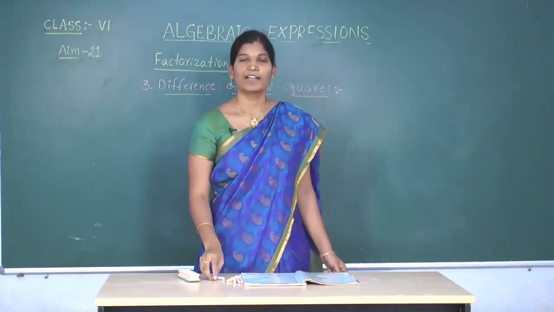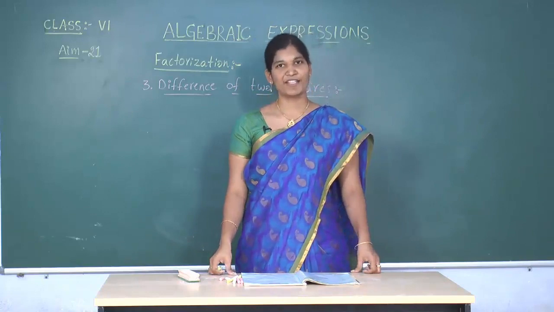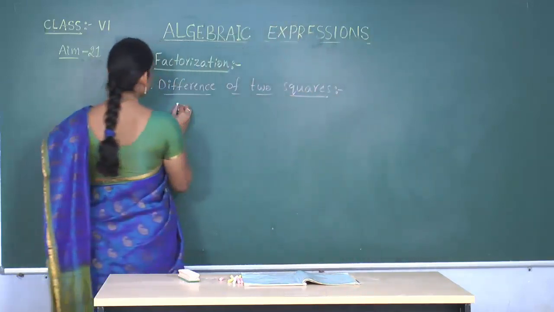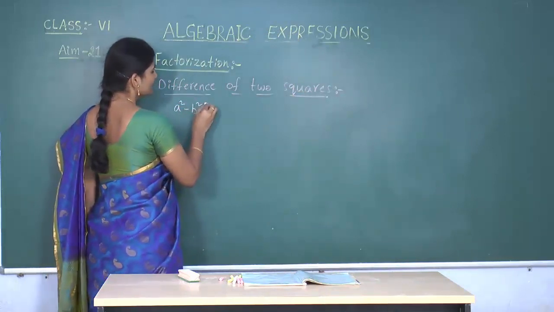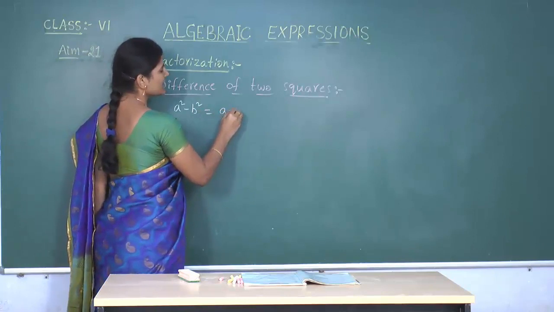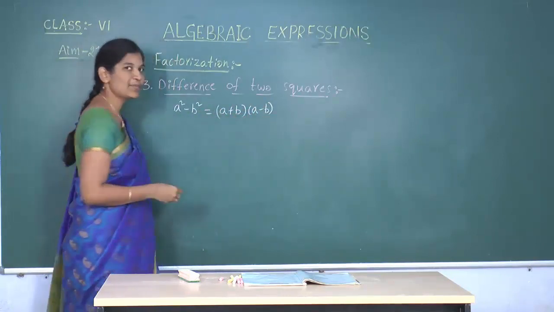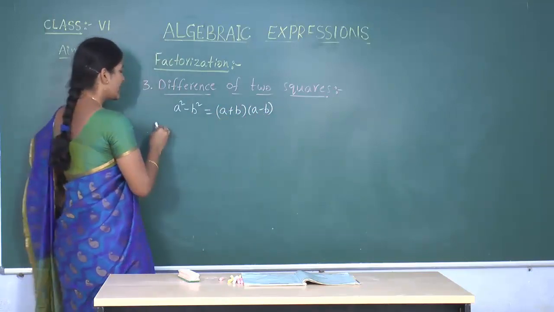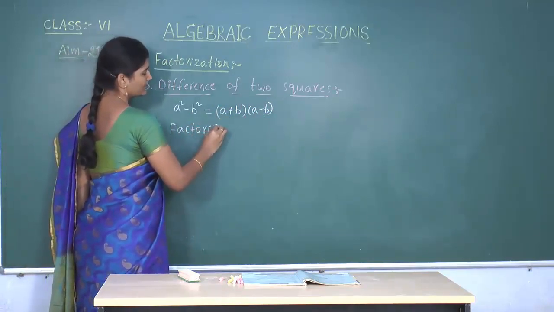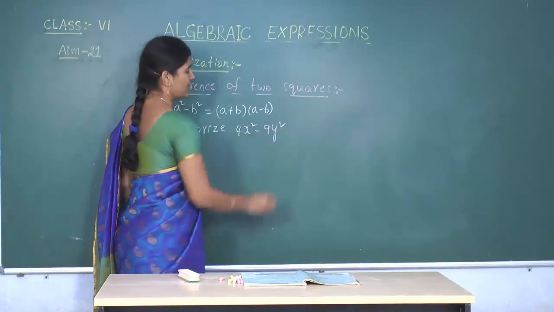In this method, the expression can be factorized by using the formula a square minus b square, and we know the value of a square minus b square is a plus b into a minus b. Let me take one example, and here I am going to take the example: factorize 4x square minus 9y square.